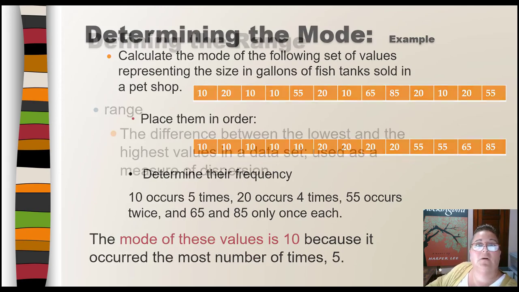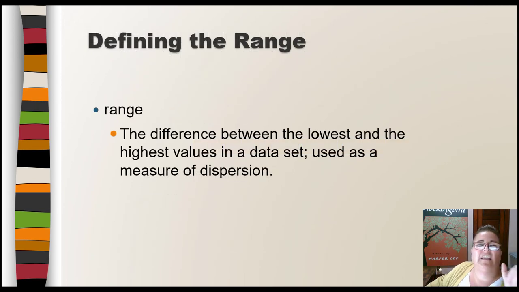Okay, moving along. Last one. This is a measure of dispersion for ungrouped data. We're actually not finding a center here. This is range, and it tells us the difference between the lowest data point and the highest data point. And this is a measure of how spread out the data is.